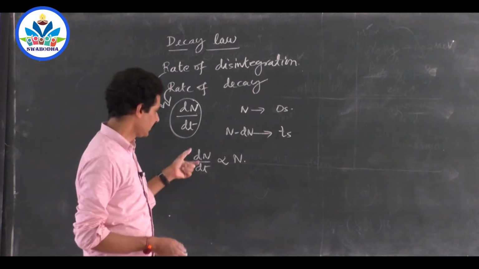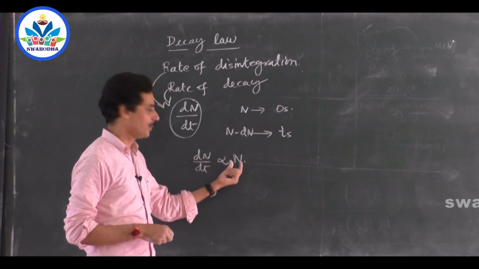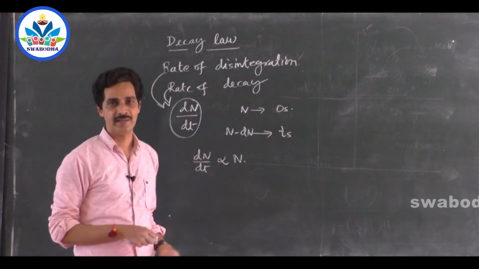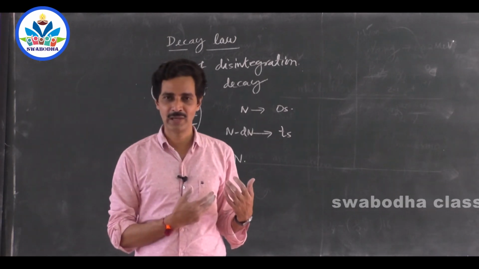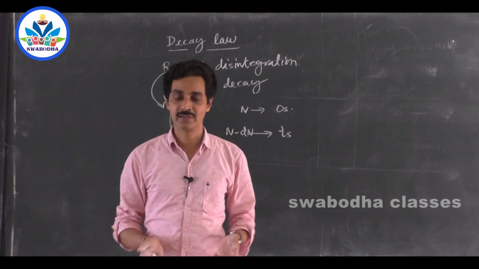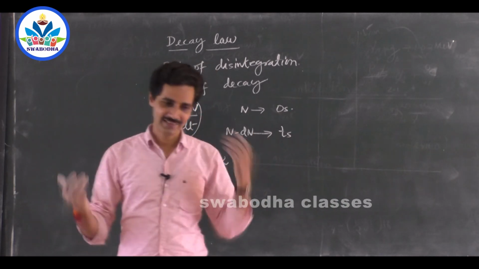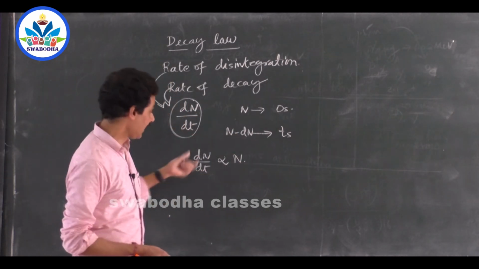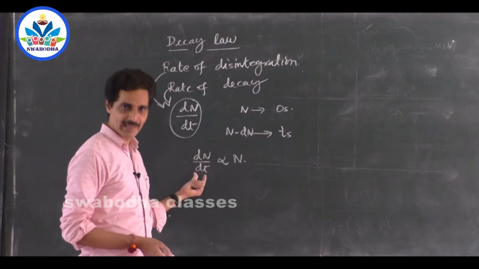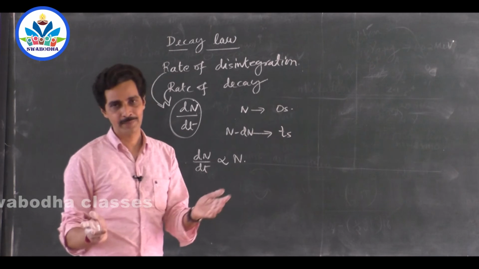Correct? The amount of money that I lose every day depends on how much I have in my pocket on that day. If I have more money, suppose I have 1 lakh rupees in my pocket on one day, I may donate half, 50,000 rupees, to others. That's how it goes. That means the radioactive decay law says that the number of atoms disintegrating per second is directly proportional to the number of atoms in the sample at that instant.